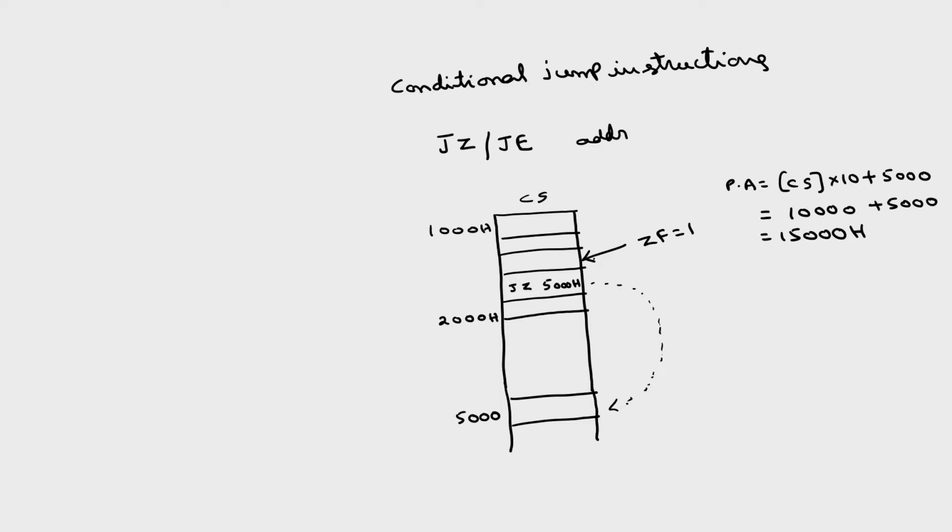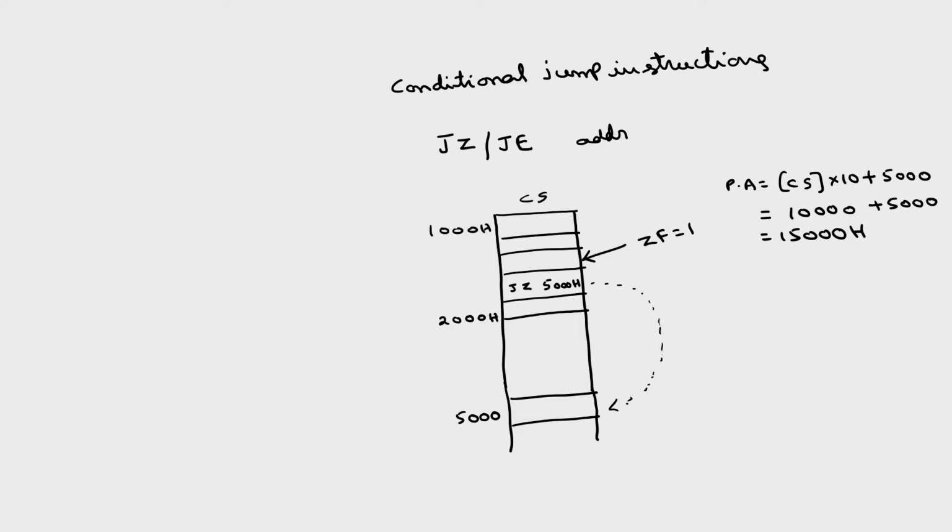If the zero flag is set by the instruction just before this jump zero instruction, it jumps. If the zero flag is reset, it simply skips this instruction and the microprocessor control goes to the instruction whose address is 2000 H. Okay. So, this is about jump zero or jump equal, both are the same. If the zero flag is set, the control goes to the physical address calculated using this effective address, otherwise it skips the instruction and goes to the next instruction.